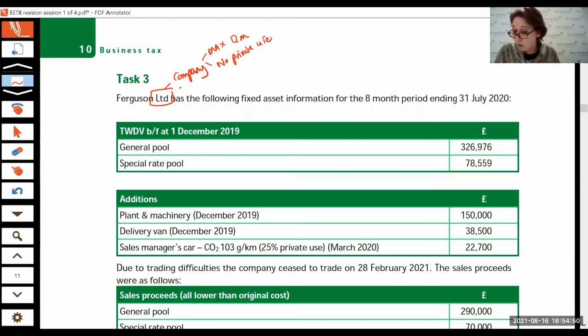Now they've actually got a short period. This is an 8-month period to July. So rather than a long period, they actually have a short period.